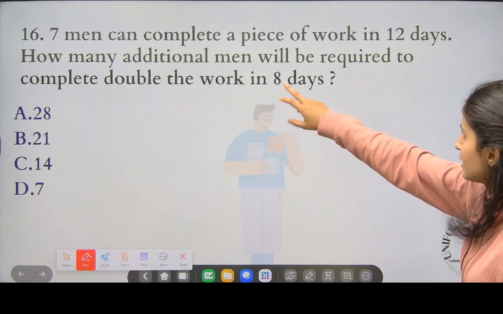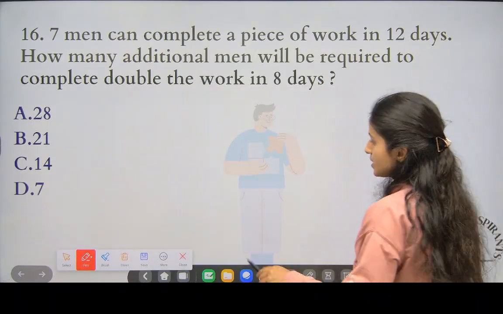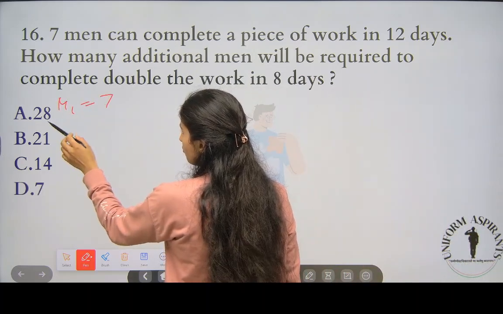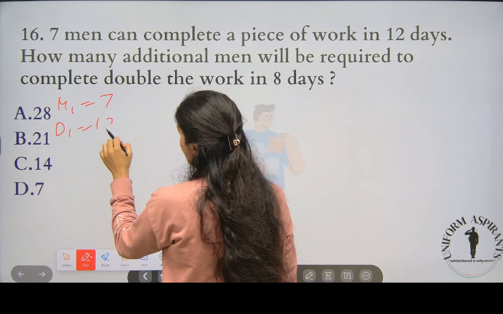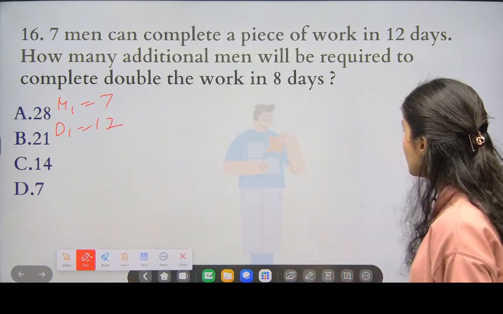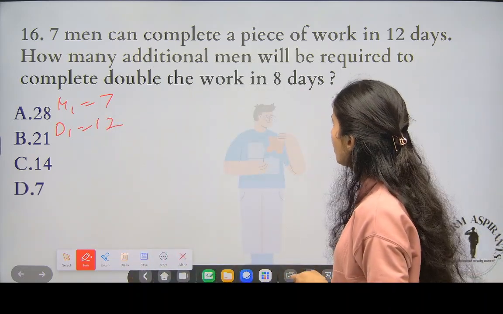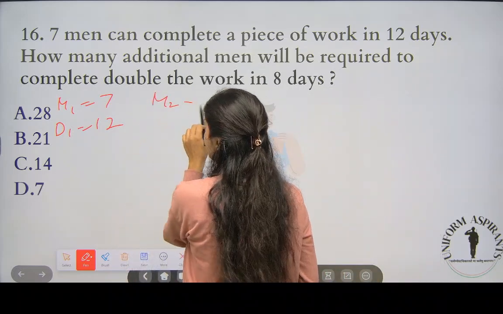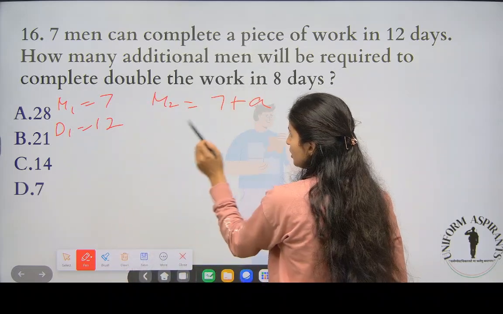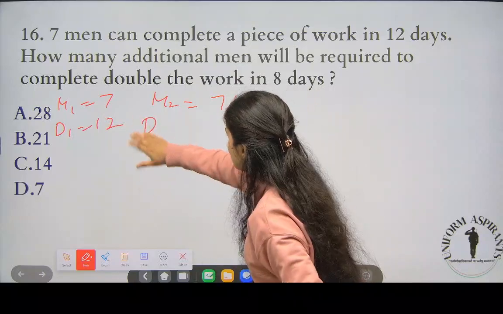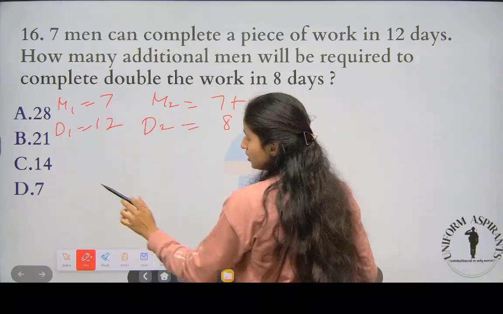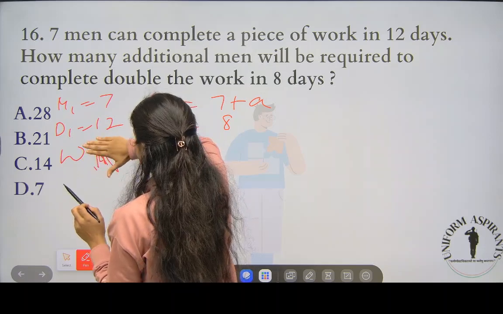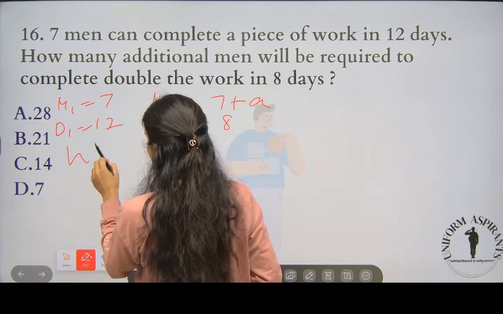Now see here, 7 men can complete a piece of work in 12 days. 7 men, okay. Piece of work in 12 days, D1, 12. How many additional men will be required to complete double the work in 8 days? How many additional men are required to complete the double work in 8 days? Your work is, for example, W. We will take work as W.